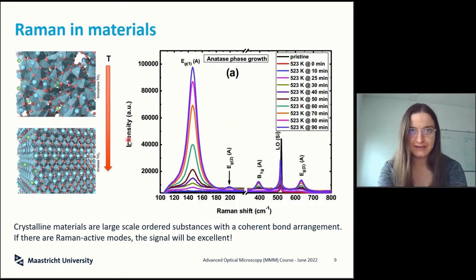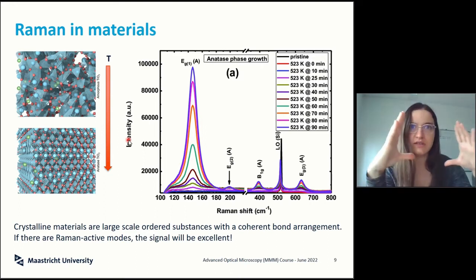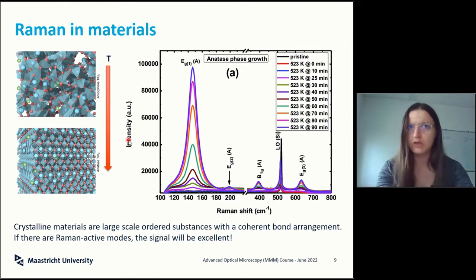Now, a thing that is very nice as a materials chemist is that crystalline materials have a lot of Raman signal, because a crystalline material has a bunch of atoms all arranged symmetrically in space. It's a lot of them, and they all follow the same arrangement. This means that you could track what happens to something that you know is going into, for instance, a mineral phase in your material with Raman.